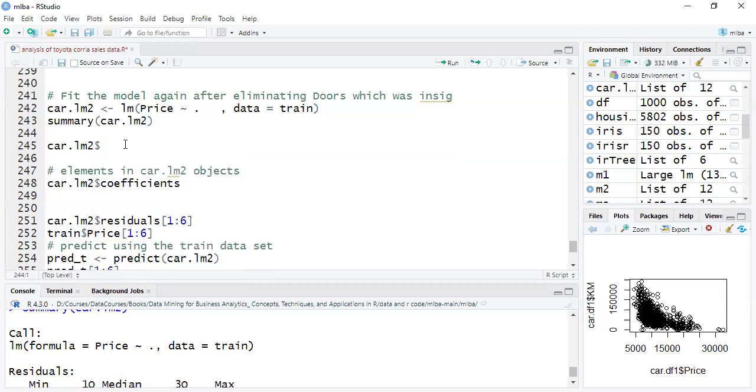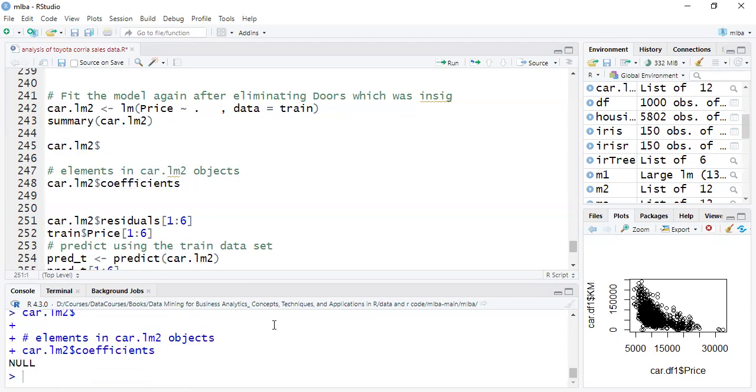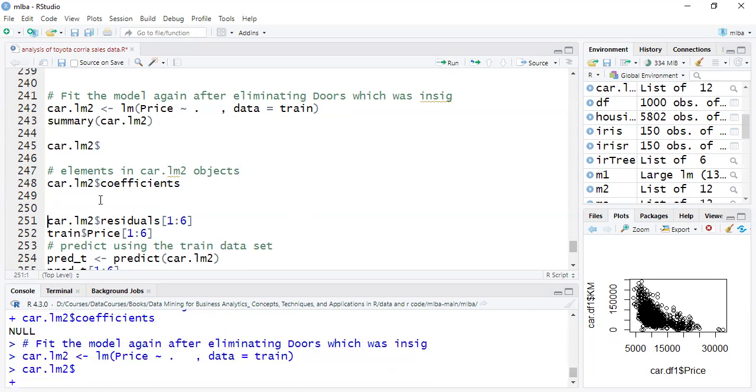Suppose you are interested only in coefficients. So run this command: car.lm2, this is the name of the model, and I am just mentioning coefficients. Run this. So the total output will not be shown, only the coefficients will be shown. But there isn't any error. Car.lm2, I have not executed this, I think, not mentioning the object.